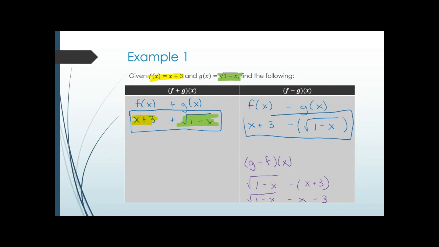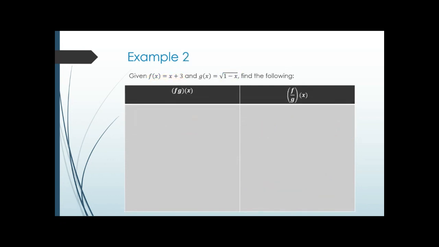So I'll just box that. Okay, same f and g. Now we're going to look at the multiplication and the division. So (f·g)(x), that is f of x times, with the closed circle, g of x.